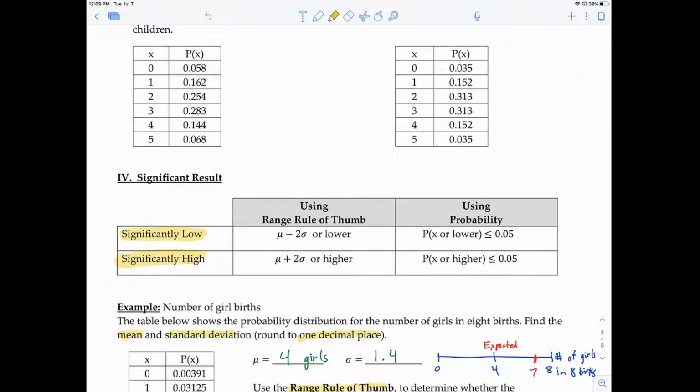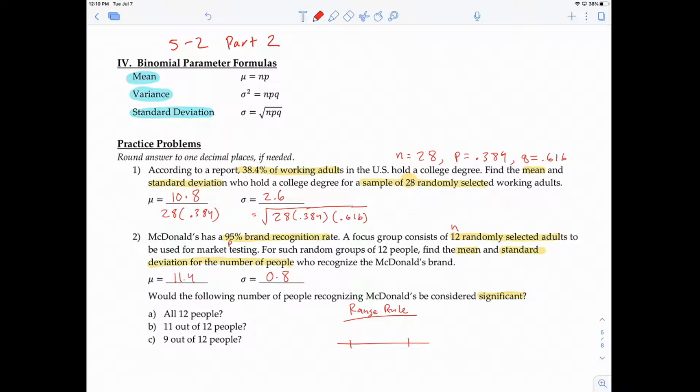So remember, refer to your notes in the prior section, or the prior 2 pages of your notes, for the range rule of thumb and probability using those two, right? So significantly low is 2 standard deviations below the mean or lower. Significantly high is 2 standard deviations above the mean or higher, right? All right, so given that, let's figure out those 2 values.